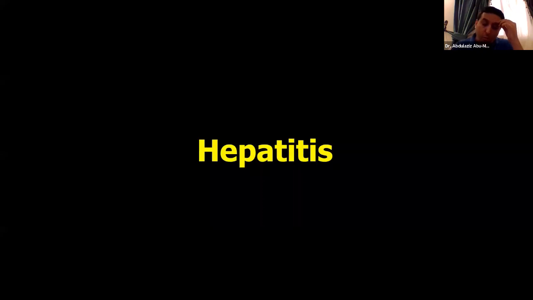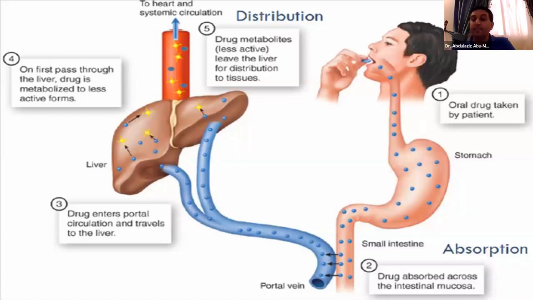Hepatitis patient. What's the problem with hepatitis? The problem is that all of our medications are metabolized in the liver. It's the factory, the manufacturer, that the medication goes all the way to until it reaches the liver. That liver is the one which will control the toxicity of the drug. Then after that, it will send it to the organs.